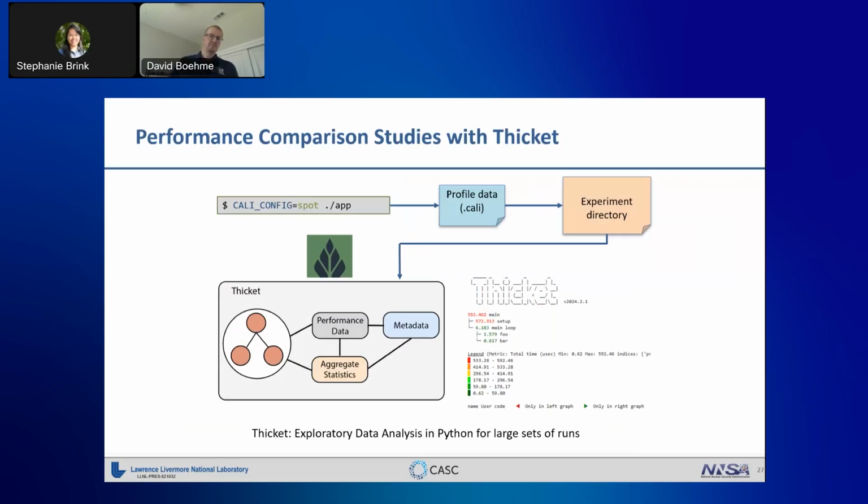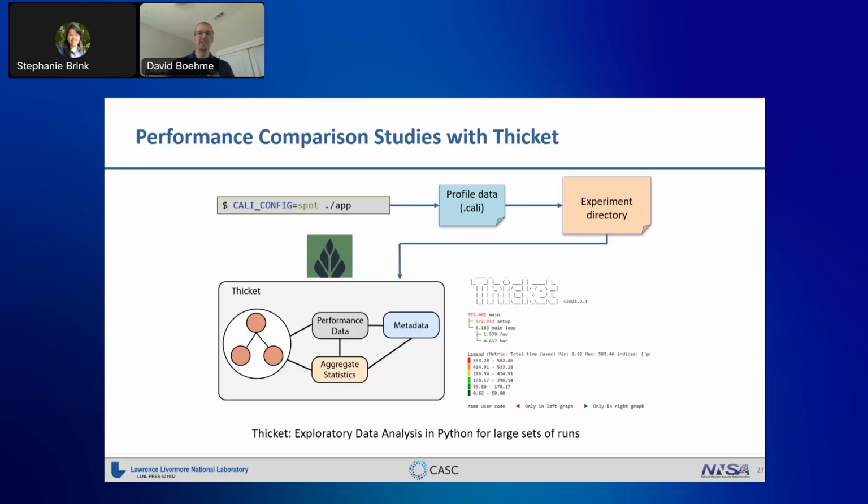Okay, so how do we go about recording data for Thicket? Basically, Thicket is mostly used for comparison studies, for things like scaling analyses, input parameter studies, and so on. So you want to analyze a bunch of different performance profiles. To do that, we have another config recipe called Spot. Spot was one of the predecessors of Thicket, and that's what we're still using.